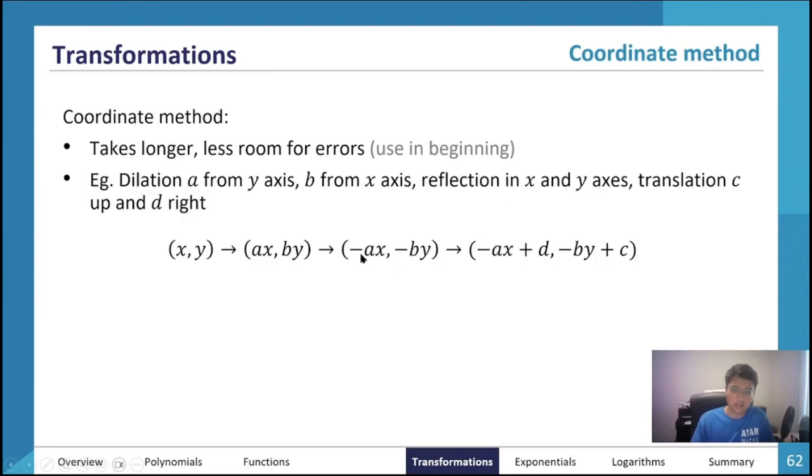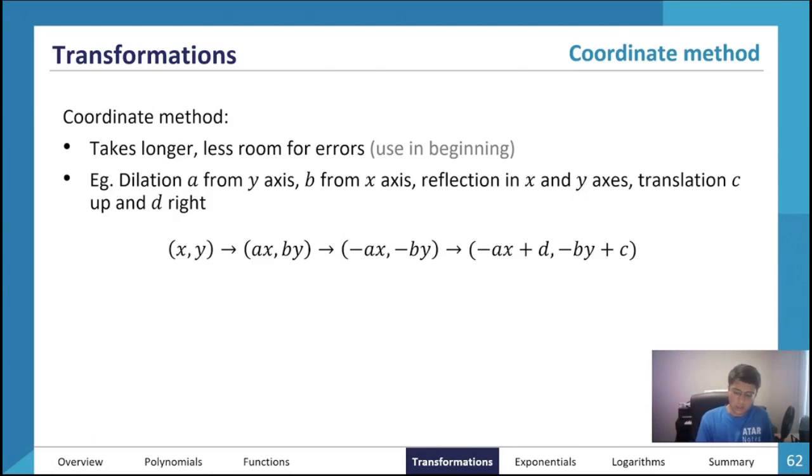Reflecting in the x and y axes, we put a negative sign, and translation up and down or left and right is going to be just adding those quantities c and d by which we're translating. So ultimately we take the point x and y. Under this series of transformations, we get to our transformed graph, which is going to have its entire set of points defined by these expressions within this set of coordinates. So negative ax plus d and negative by plus c.